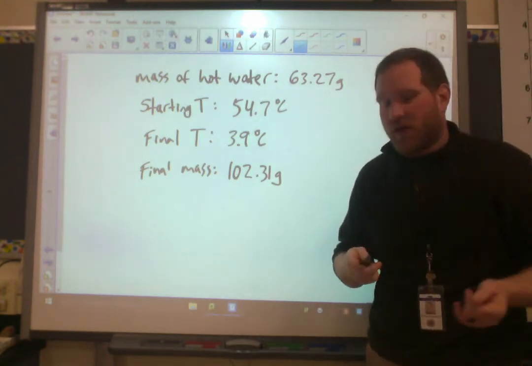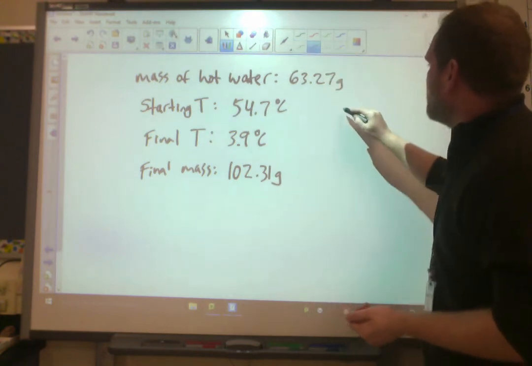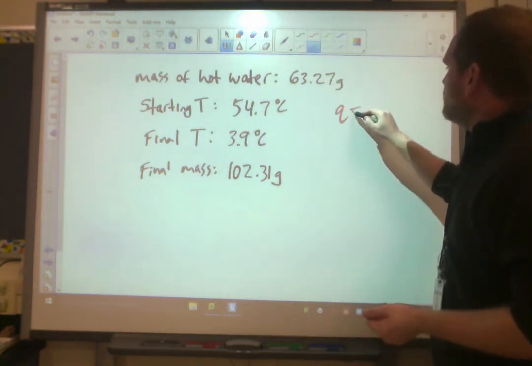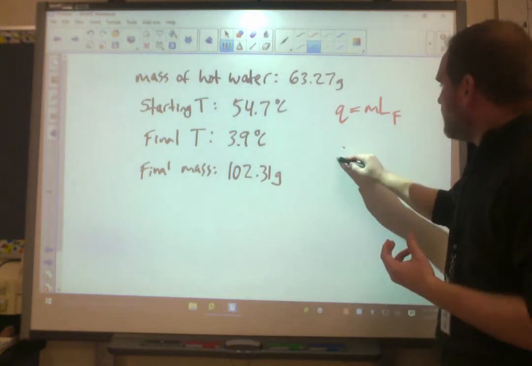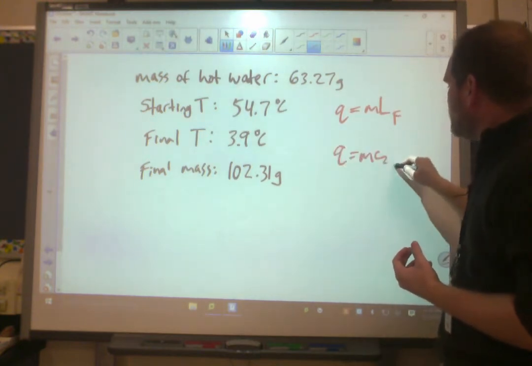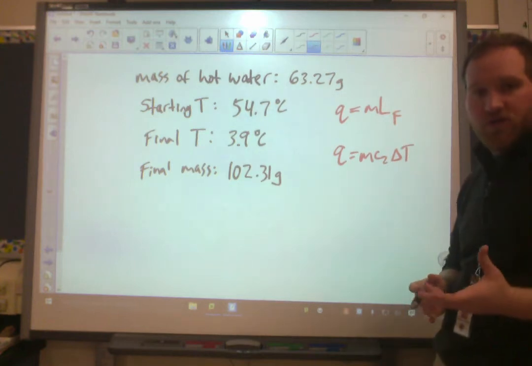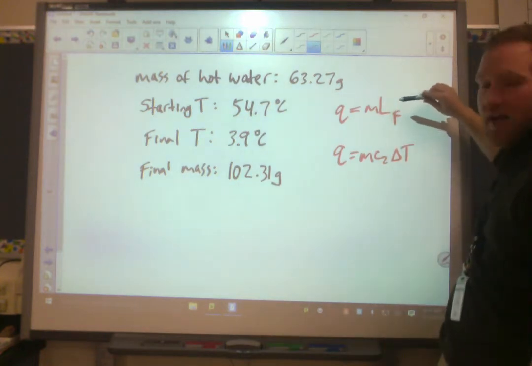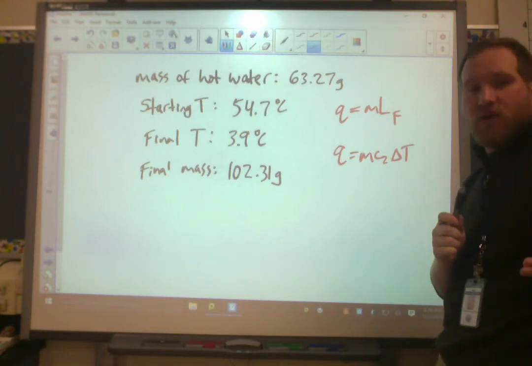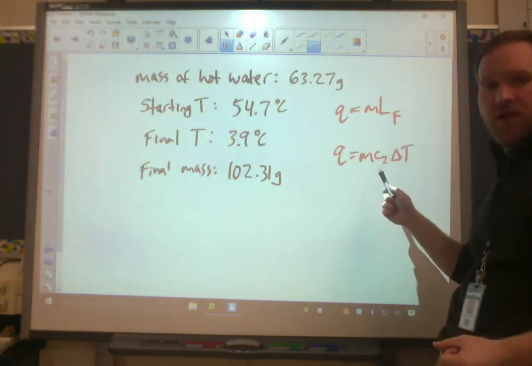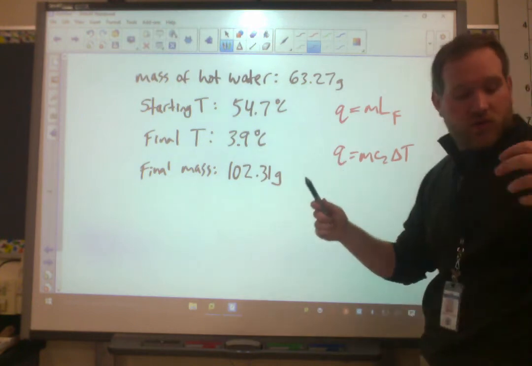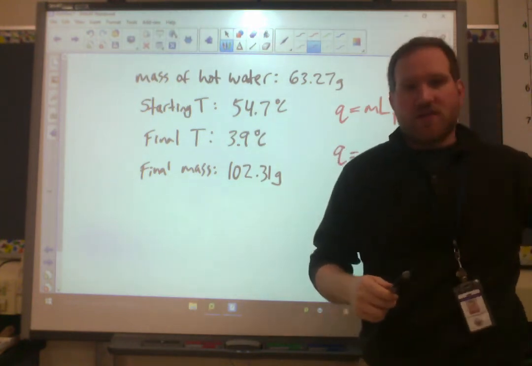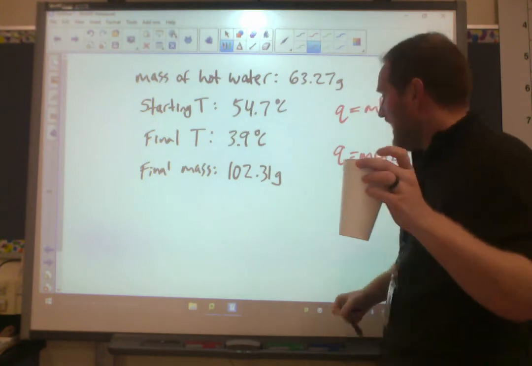So let's run through that real quick. So remember, there are two formulas. There's Q equals M times LF, which is like the ice formula, and there's Q equals mc2 delta T, which is the water formula. Now we're looking to solve for LF in the ice formula, but we can't do it directly. We have to start with the water formula. We have to figure out Q of the water formula, or in other words, how much heat was given off by our hot water during this lab.